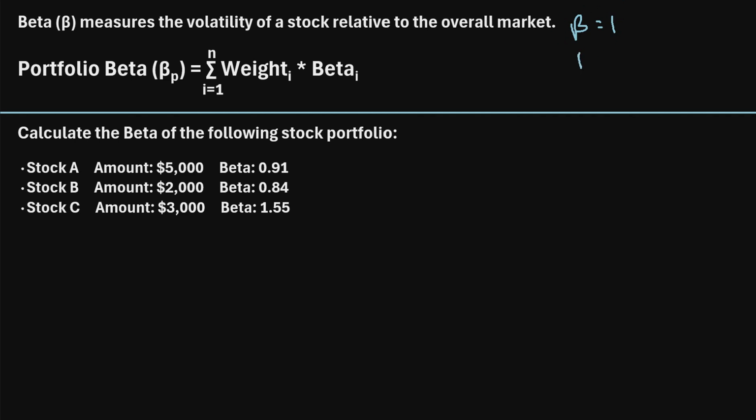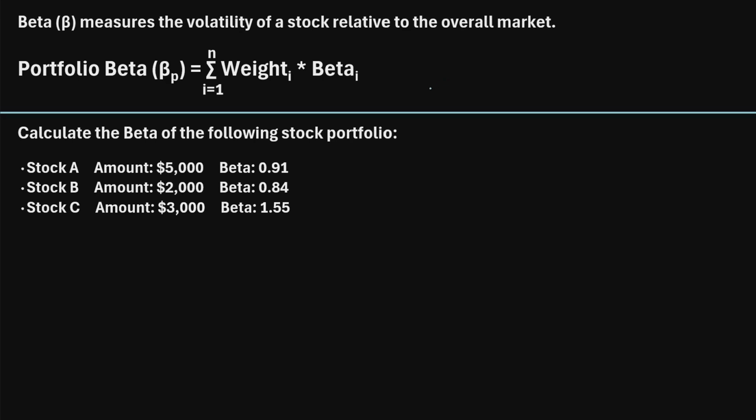So if a stock has a beta greater than 1, it means that it's more volatile than the overall market. If the market goes up by 1%, a stock with a beta greater than 1 is expected to go up by more than 1%. Or if the market goes down by 1%, we would expect this stock to go down by more than 1%. So it's more volatile than the overall market. And if a stock has a beta less than 1, it means that it's less volatile than the overall market.